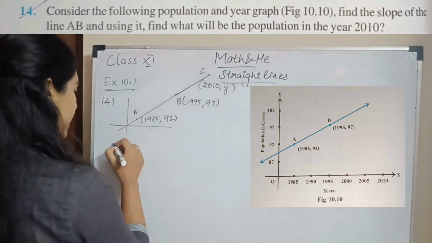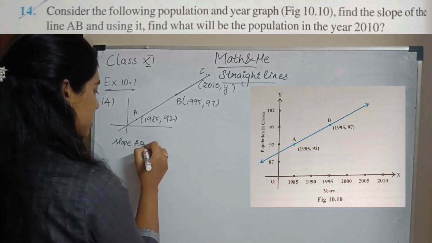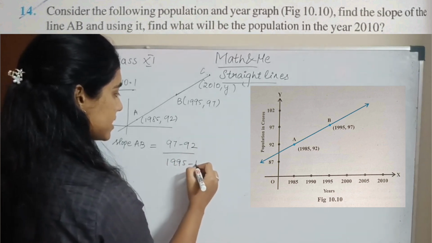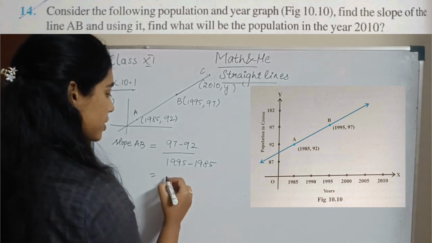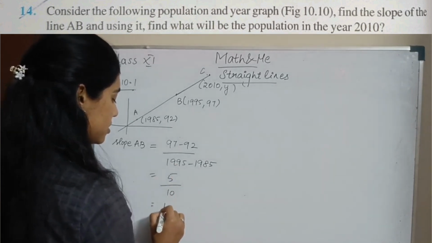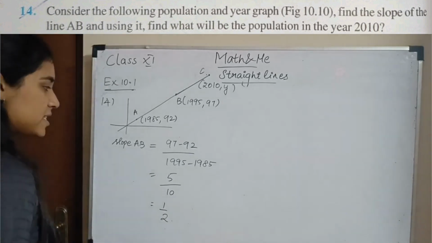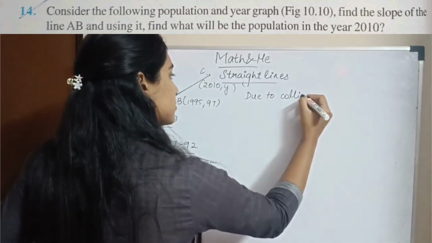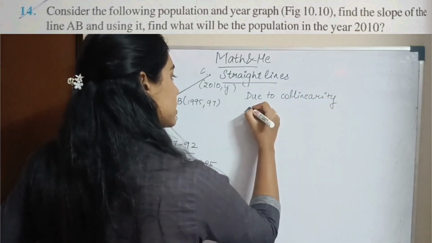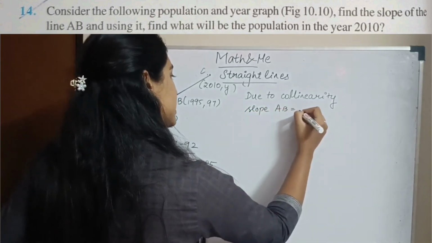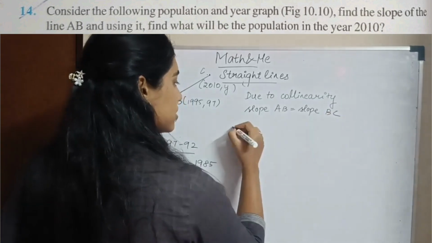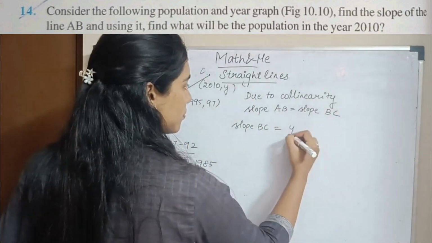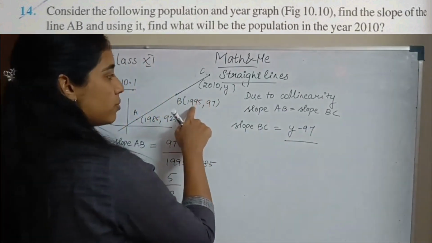So first we find the slope of AB. Slope AB equals y2 minus y1 divided by x2 minus x1. Okay. So what do you have in the numerator? 5 divided by 10, which is equal to 1 by 2. So since they are all in the same line, due to collinearity, slope AB equals slope BC. So what is slope BC? y2 minus y1 divided by x2 minus x1.